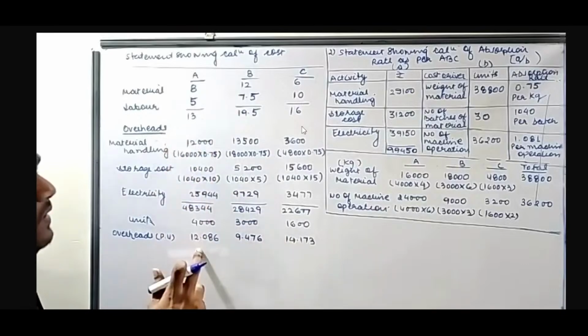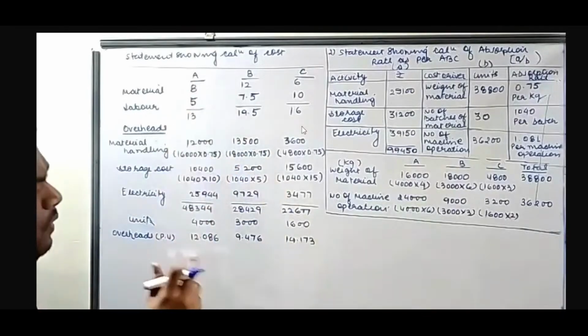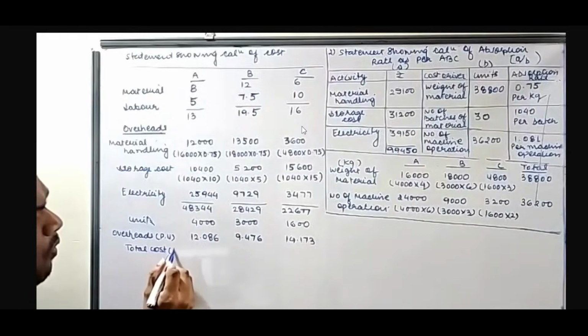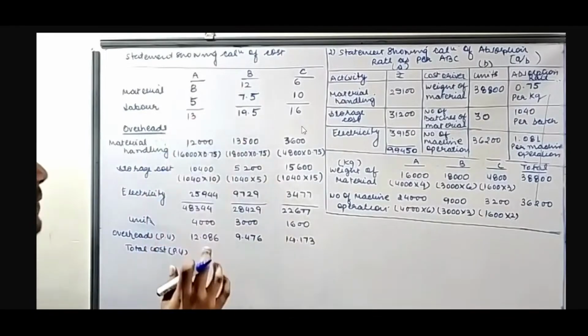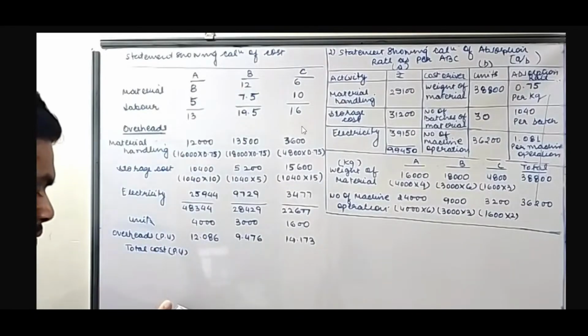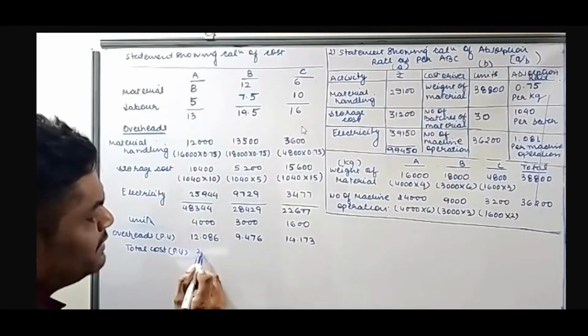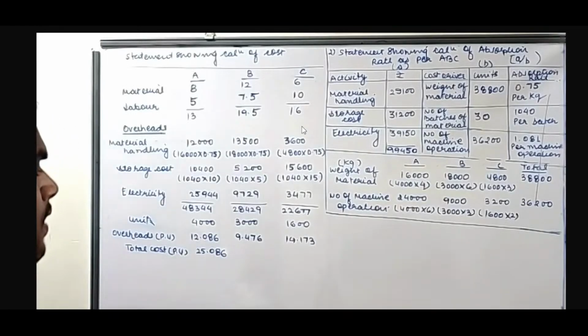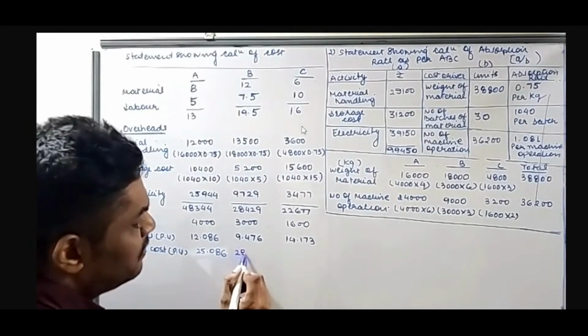So prime cost plus overhead, that is material, labor, and overheads, the total cost per unit will be 13 plus 12, 25.086. 19.5 plus 9.476, 28.976.